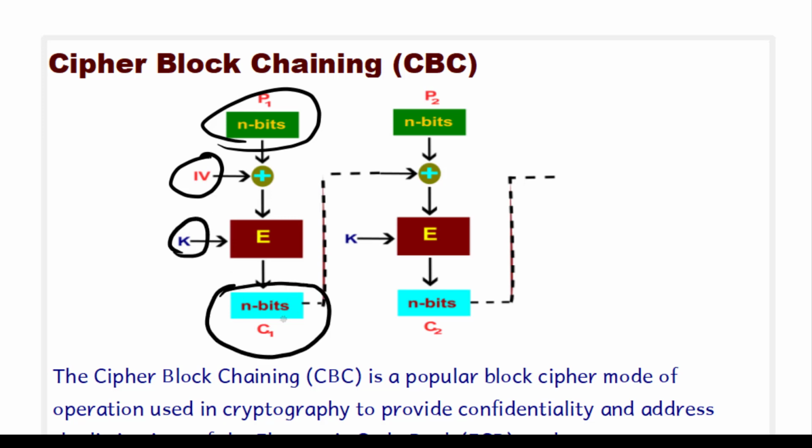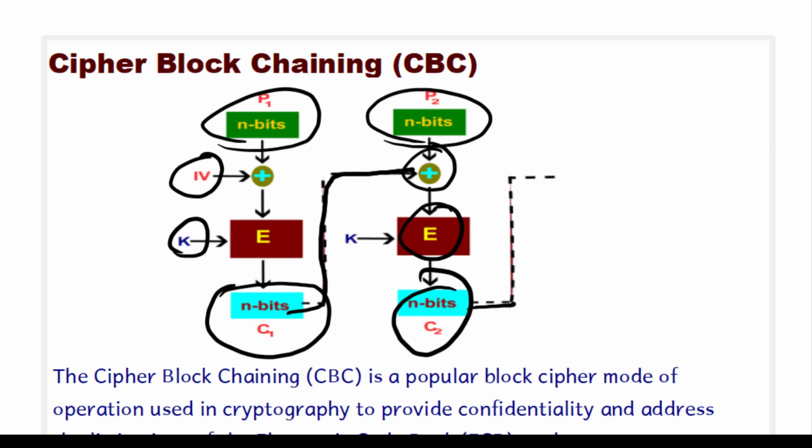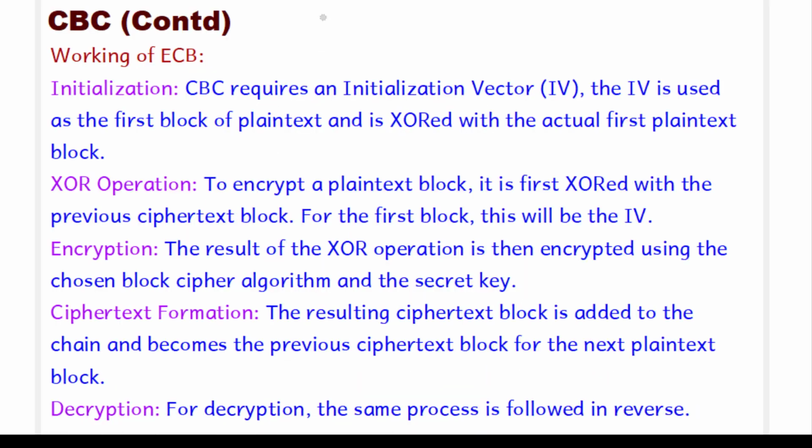Now this ciphertext block is sent to the receiver, and it is also used for XORing with the second block, and after XORing the data is encrypted, it becomes the second ciphertext block. Now this ciphertext block is also sent to the receiver, and it is also XORed with the third block, and so on. So therefore this is called cipher block chaining. We are forming a chain. So this is how it is done. Now this is the working: initialization, the XOR operation, the encryption, the ciphertext formation, and the decryption. I will share this text in the description section. You can download it from there.